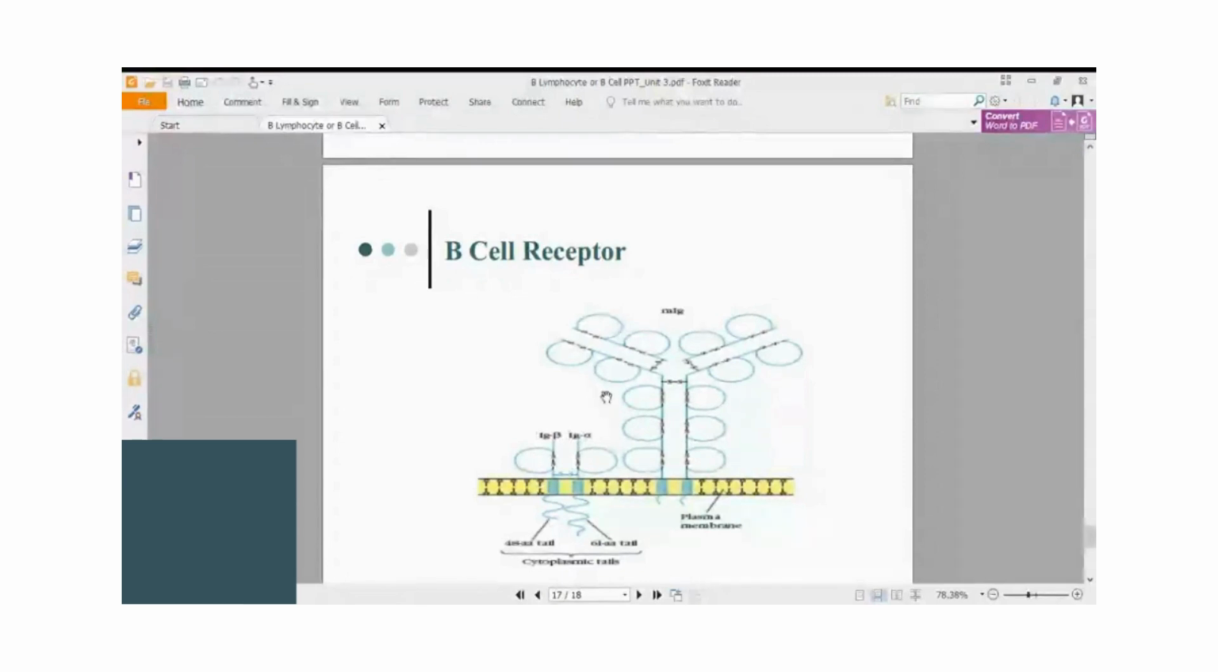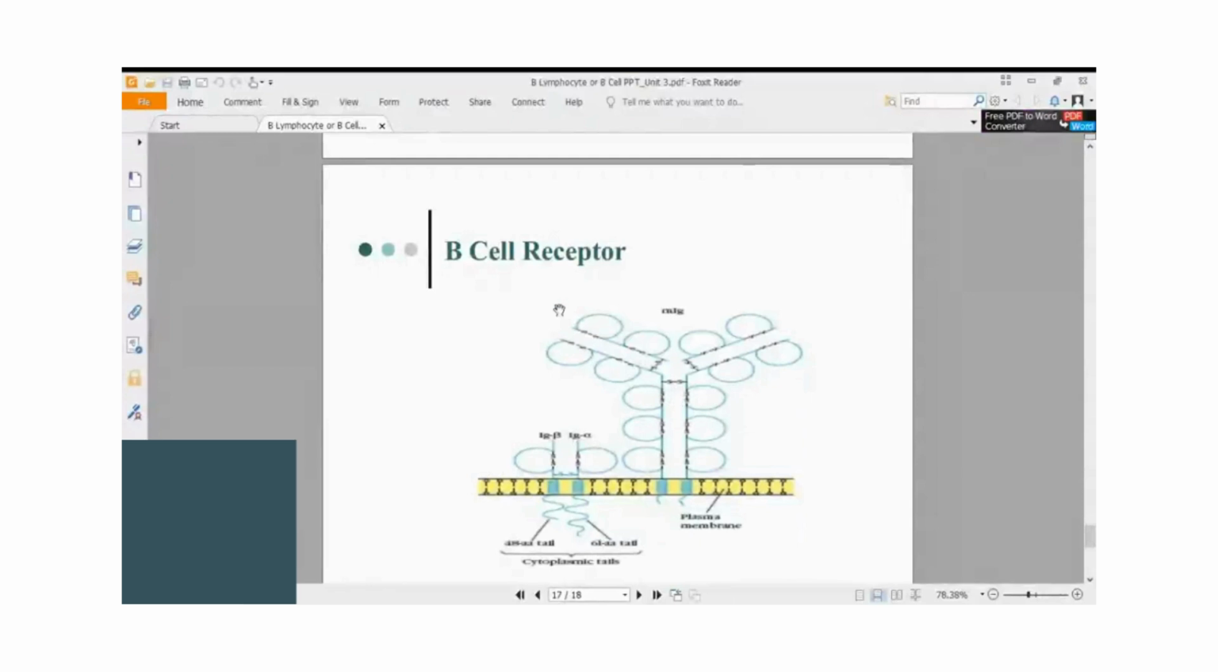The other approach will be to just block the FAB arm of the mIgM. The FAB region of the mIgM is blocked by the monoclonal antibody. Then it will not be able to bind to the antigen. If it doesn't bind to the antigen, Ig alpha and Ig beta on their own cannot bind to the antigen. They need the assistance from IgM.